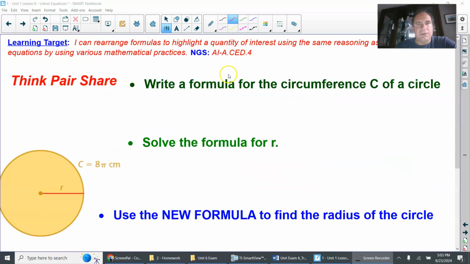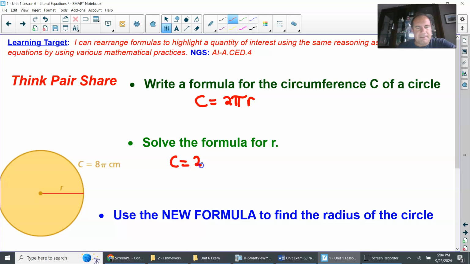In this one, they want you to write the formula for the circumference of a circle. So it's C equals 2 pi r. And then it says solve the formula for r. So that's what we're going to do. And this is a little bit of an easier one because it's all attached by multiplication. You divide by 2 pi, because the 2's you want to cancel and the pi's you want to cancel. So I'm just going to turn this around. R equals C over 2 pi.